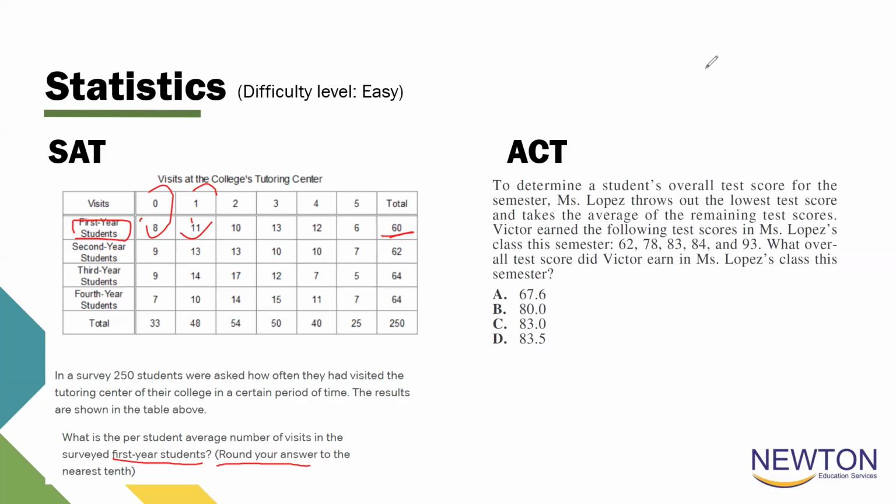So here we have to do two things. First, we know that Ms. Lopez throws out the lowest score. The lowest score from these is the 62, so we're going to throw it out. And then she's going to take the average of the remaining tests. So we'll just add them up and then divide by 4, and we'll get our answer. All right.